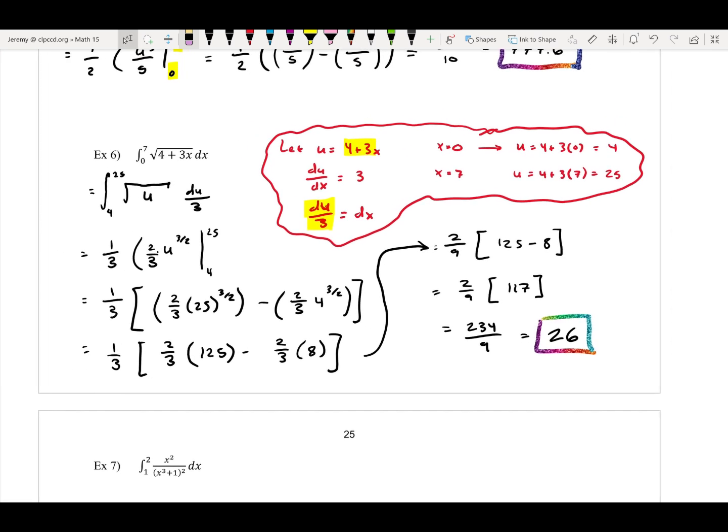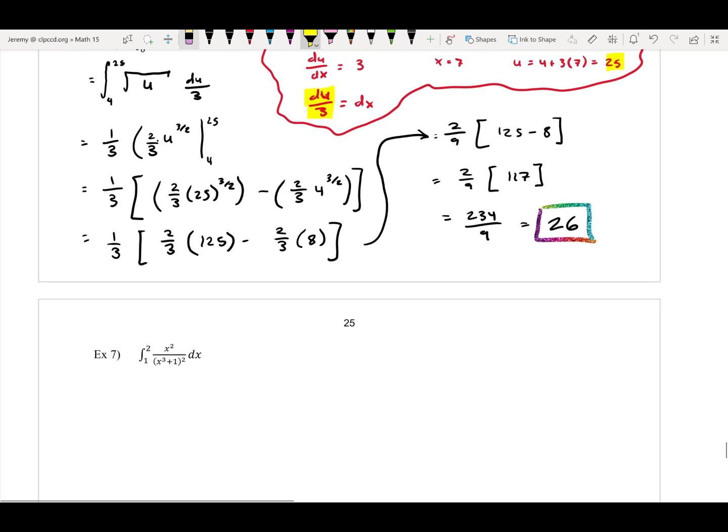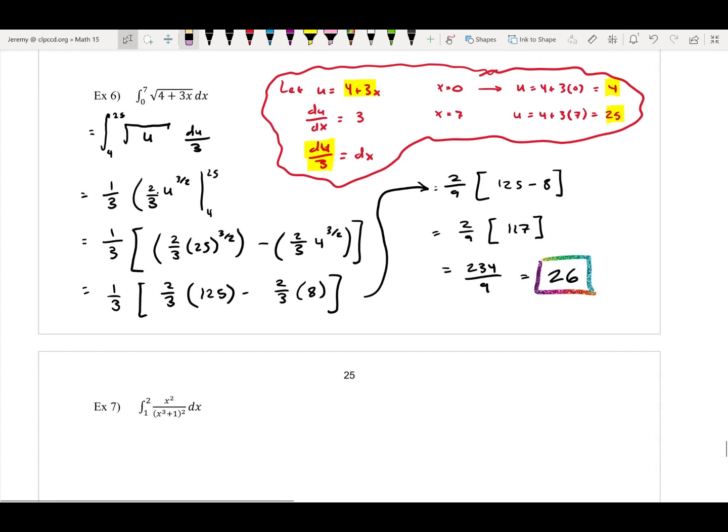All right, so another u substitution where we have a definite integral. It's as simple as just transforming those limits of integration and doing the problem as you normally would. It's just in terms of u instead of in terms of x.